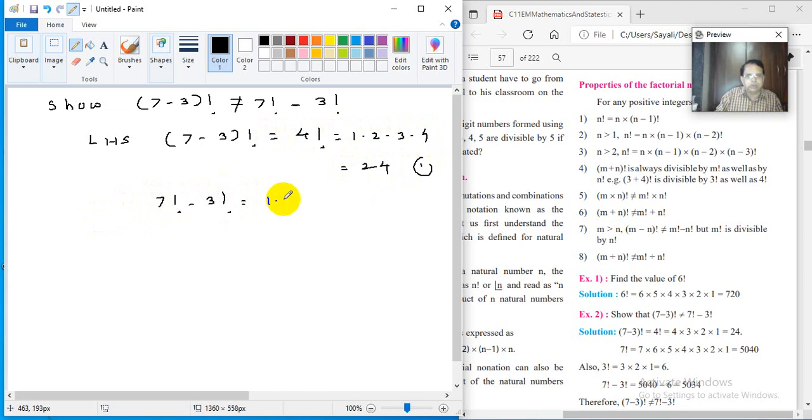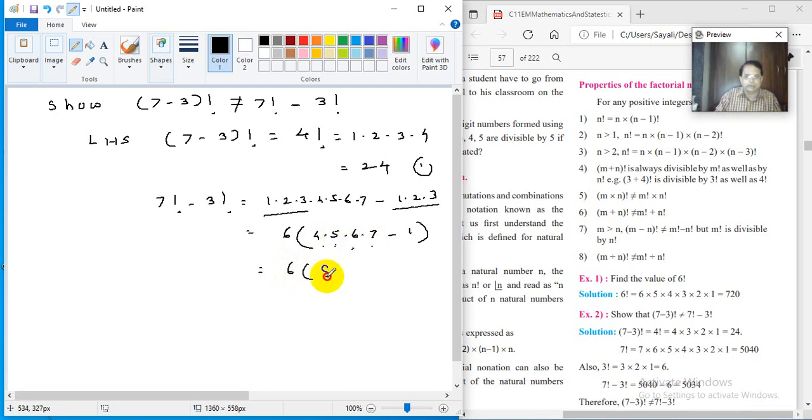It is 1 into 2 into 3 into 4 into 5 into 6 into 7 minus 1 into 2 into 3. So this 1 into 2 into 3 you can take common, but 1 into 2 into 3 is 6. So 6 I can take common, and in bracket it will be 4 into 5 into 6 into 7 minus 1. So what will it be, 6 into bracket, 4 into 5 is 20, 20 sixes are 120, 120 sevens are 840, so 840 minus 1. So this is 6 into 839.